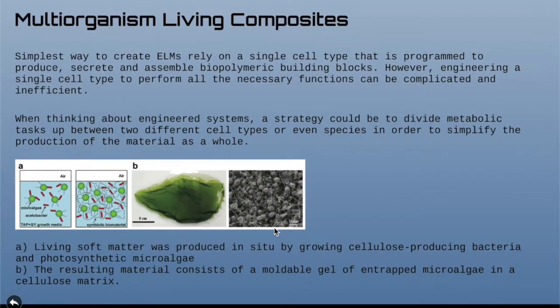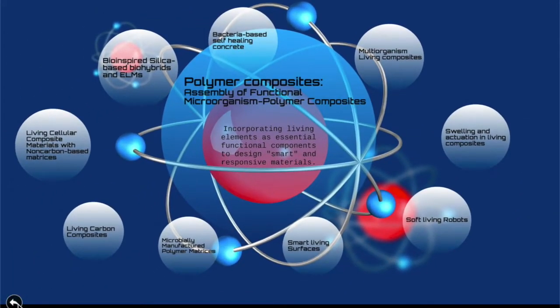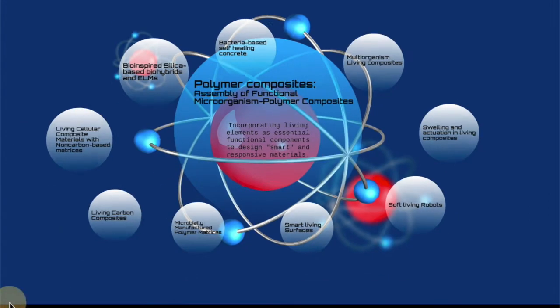And the last part is the multi-organism living composite. So you can have two or more than one organism in the composite system. Okay, so yeah, and then it's still developing. It's still new. It's relatively new. I hope we can get more information in the future. So, but now we only have this for composite.